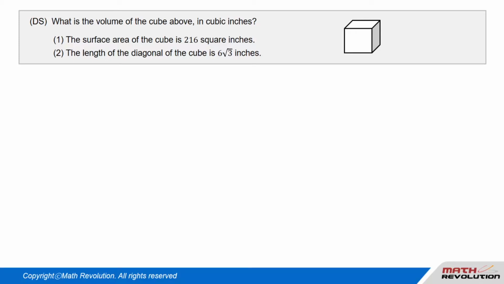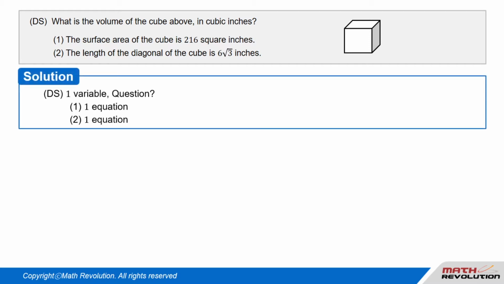Question. DS. What is the volume of the cube above in cubic inches? Condition 1. The surface area of the cube is 216 square inches. Condition 2. The length of the diagonal of the cube is 6 times square root of 3 inches.